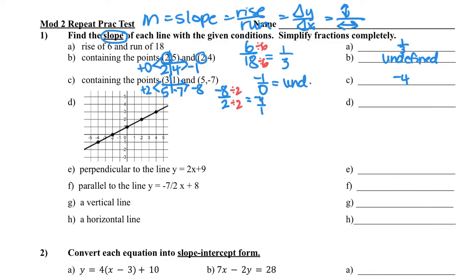D, we're looking at a graph. Between any 2 points, I'm going up 1 and to the right 2, so that slope is going to be 1/2 because it's your vertical change, your up and down change over your left and right change.